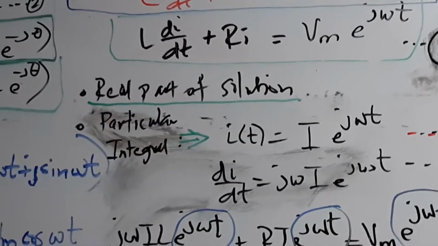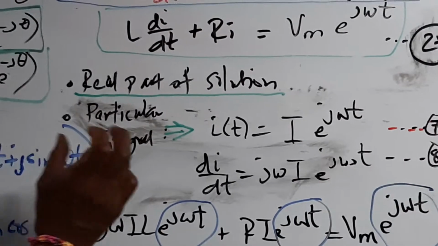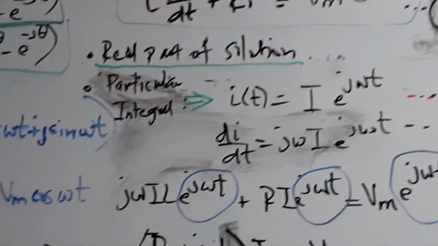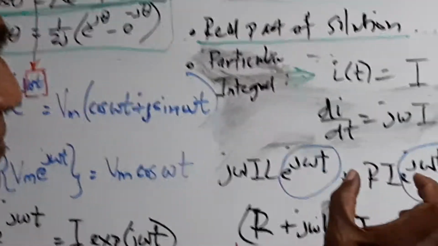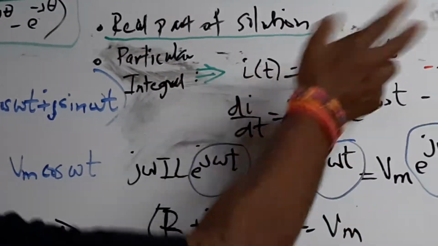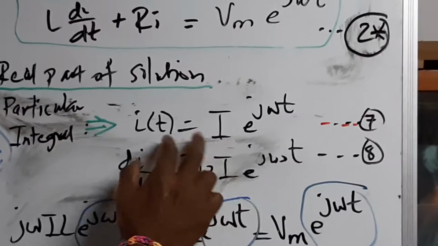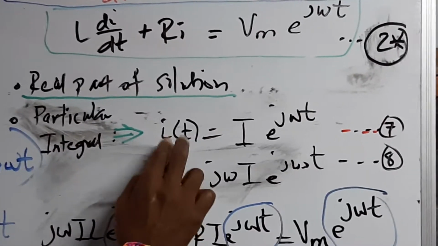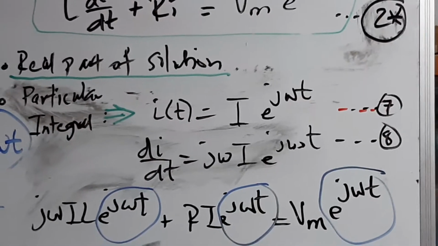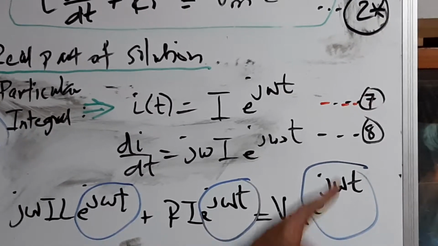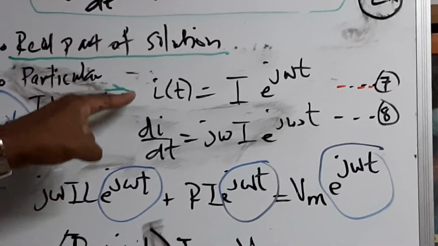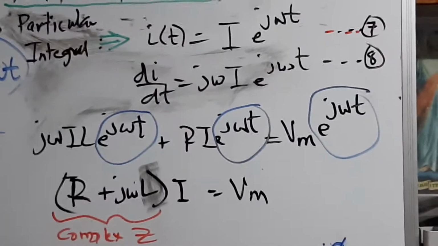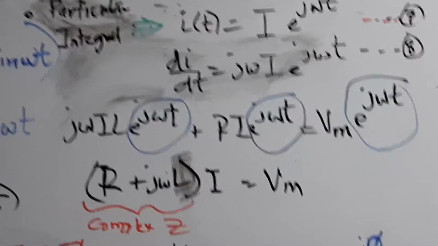Now, the real part of the solution. Right, first, we've got to consider the particular integral. Because of the way the right-hand side is, the particular integral has got to be in a similar form. So I of t is equal to I, capital I, e to the j omega t, equation 7. We differentiate, di over dt is j omega I e to the j omega t, equation 8.